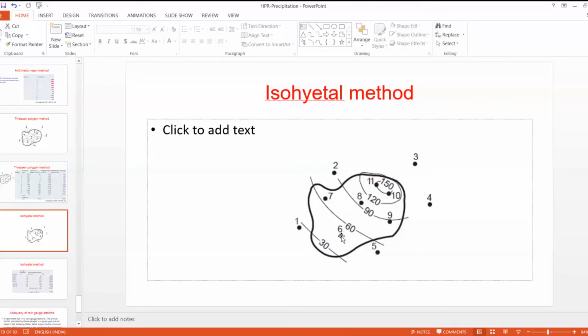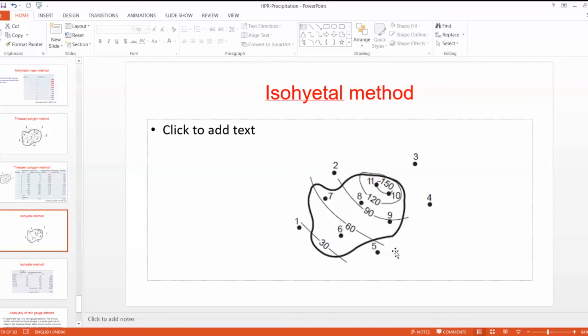Similarly, between 7 and 6, suppose 7 is, let's say, 110 and 6 is 90. In between again we can divide into 20 intervals of 1 centimeter. Then we have to draw all the intermediate points. Similarly, we have to do this for our entire network. Then we have to draw the lines connecting points of the same rainfall. Sir, understood.